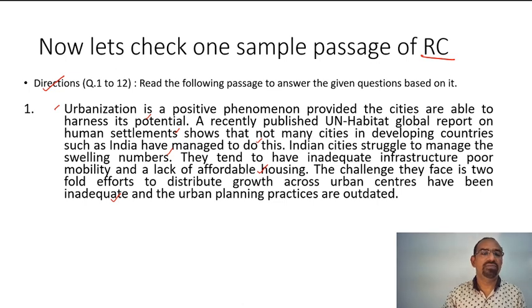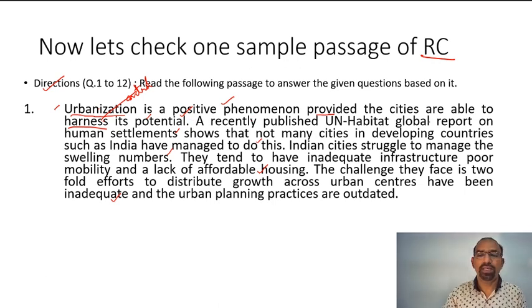Now let us check the meaning of the first paragraph of this passage. It's about urbanization. It's a positive phenomenon provided the cities are able to harness its potential. Harness means, we usually use this word with a hose, to control the hose. The same meaning is here. Cities are able to control its potential. Potential means the utmost capacity that must be taken into consideration. Actually, urbanization is a positive phenomenon on the basis of harnessing its potential.